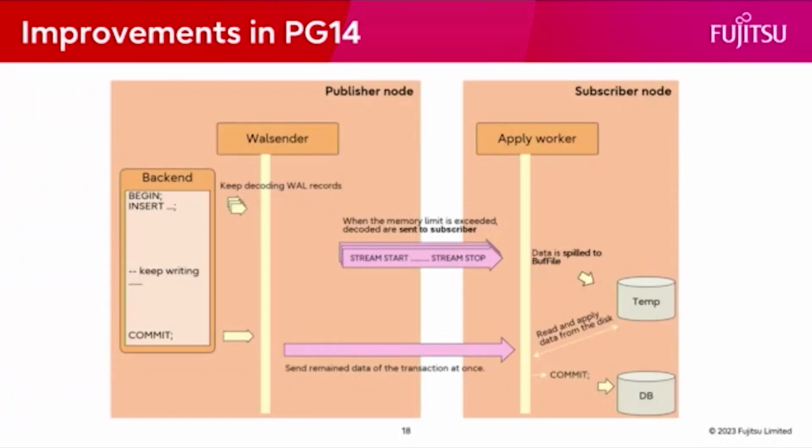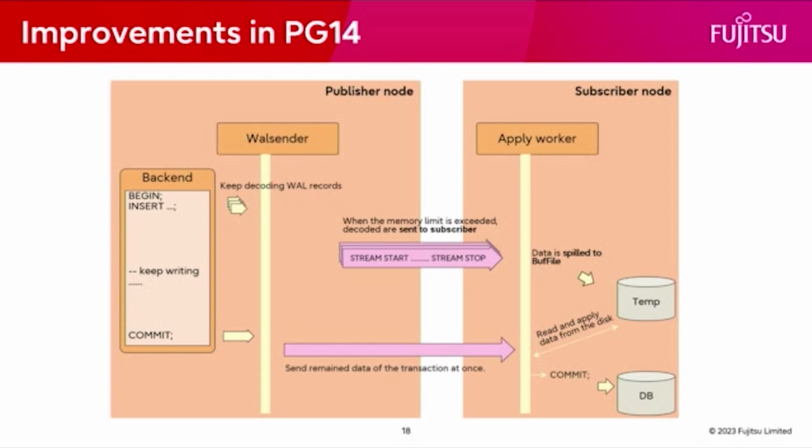Okay, I will provide the revised sequence in PG14. As I discussed earlier, the walsender sends stream chunks whenever the decoded result exceeds the limitation. The backend generates WAL, the walsender decodes it, and when it exceeds the limitation, it's streamed. It streams all messages.